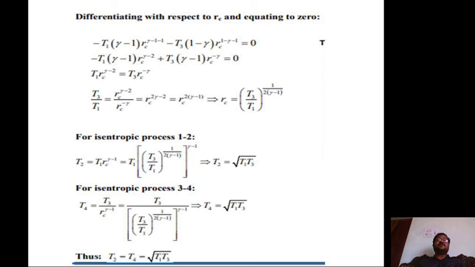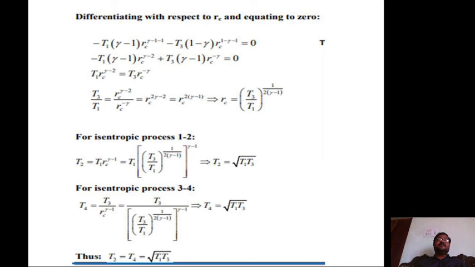T1 Rc to the power of gamma minus 2 equals T3 Rc to the power of minus gamma, so T3 by T1 is equal to Rc to the power of gamma minus 2 divided by Rc raised to the power of minus gamma. Taking the terms together, you get Rc to the power of 2 gamma minus 2. It becomes Rc raised to the power of 2 into gamma minus 1. Rc is equal to T3 by T1 raised to 1 by 2 into gamma minus 1. This is also one equation. After differentiation, you may ask up to here. This also you may ask in the problem statement. This problem can be asked like this also.